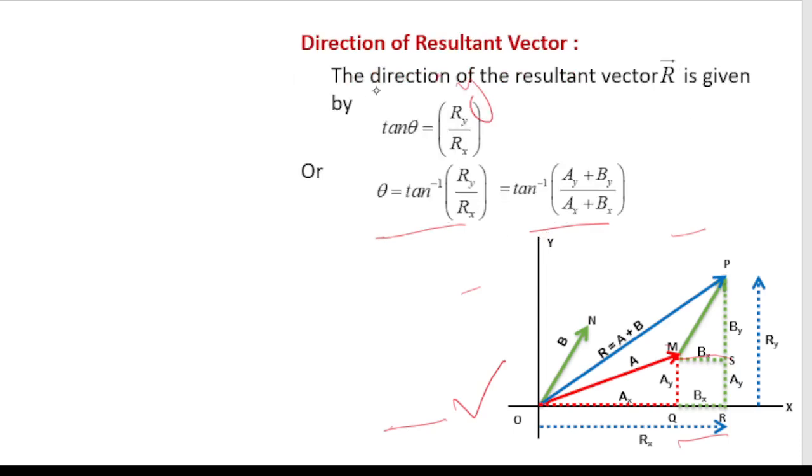Direction of the resultant vector R. The direction of resultant vector R is given by theta is equal to tan inverse y component of resultant vector R and x component of resultant vector R, and Ry is equal to Ay plus By and Rx is equal to Ax plus Bx.